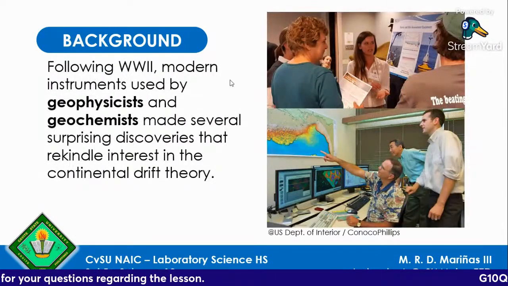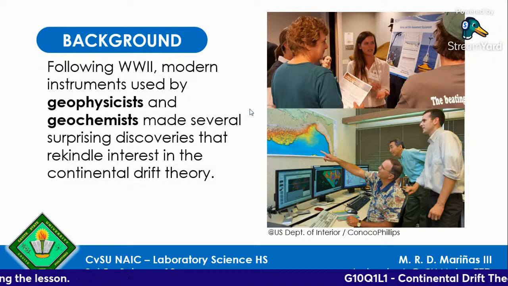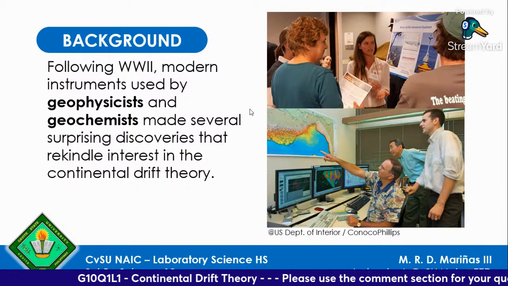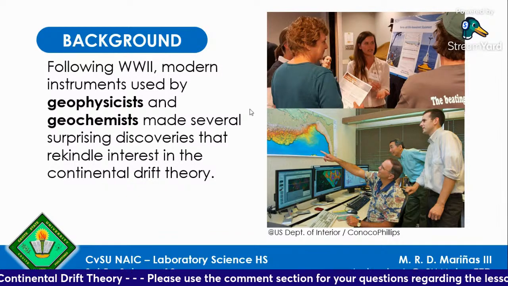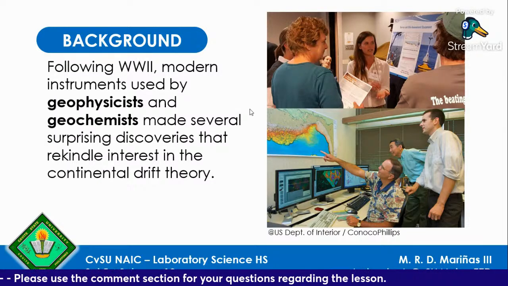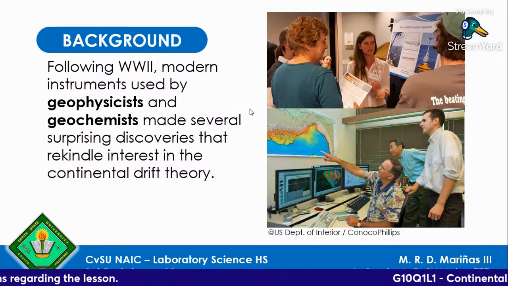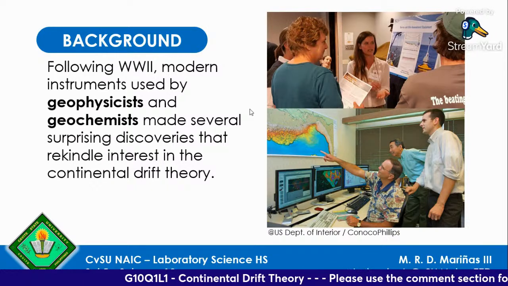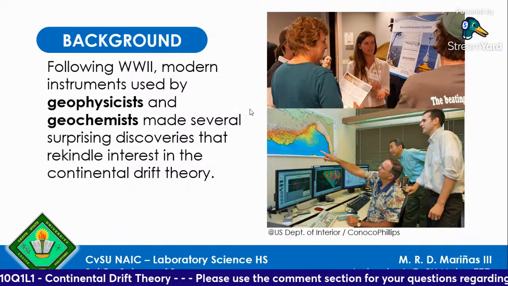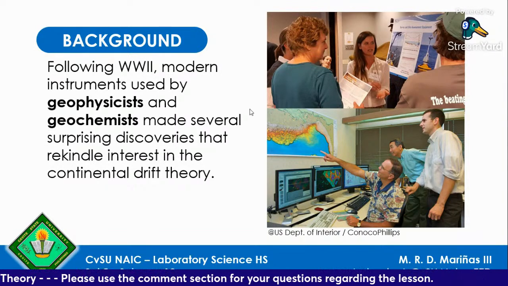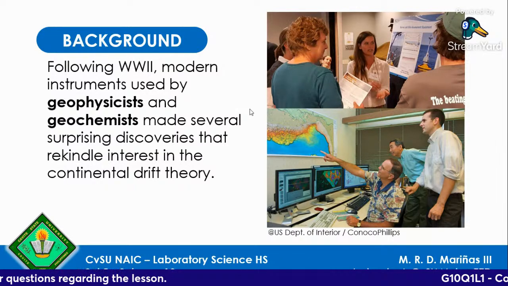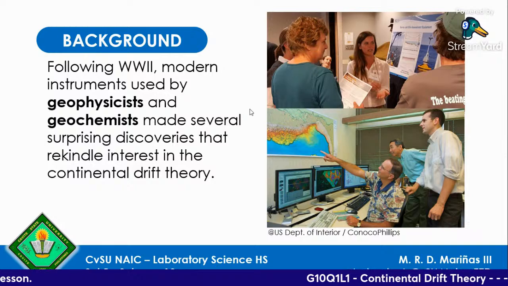Okay? So let's continue. Following World War II, modern instruments used by geophysicists and geochemists, these are types of scientists under the field of geology, made several surprising discoveries that rekindled the interest in the continental drift theory. So, mga 1950s, 1960s, scientists started to i-resurrect yung idea ng continental drift theory. Binuhay muli nila kasi they found out na may mga patterns, evidence, trends, may nakita silang mga bagay sa ating kapaligiran na makapagpapaliwanag ng paggalaw ng ating mga continents. Yun ang titingnan natin maya-maya. Ano nga ba yung mga evidence na pwede natin magamit para patunayan or suportahan itong continental drift theory?